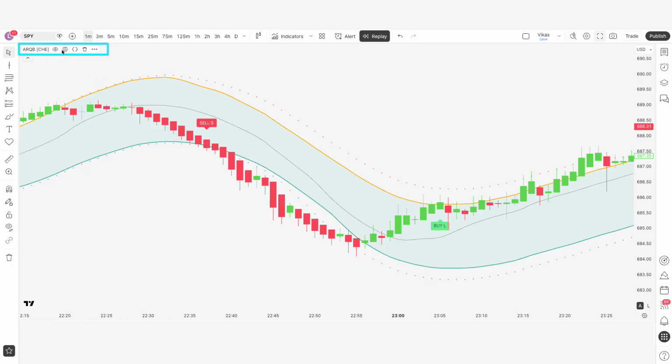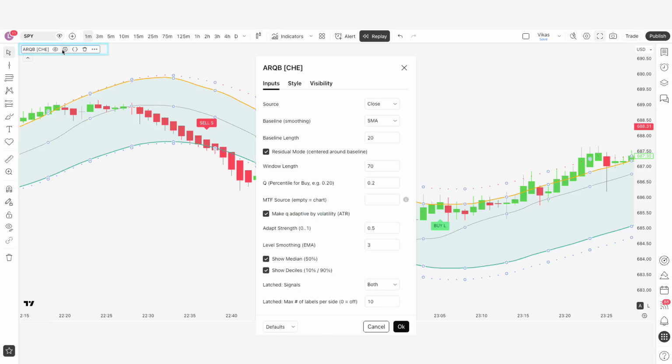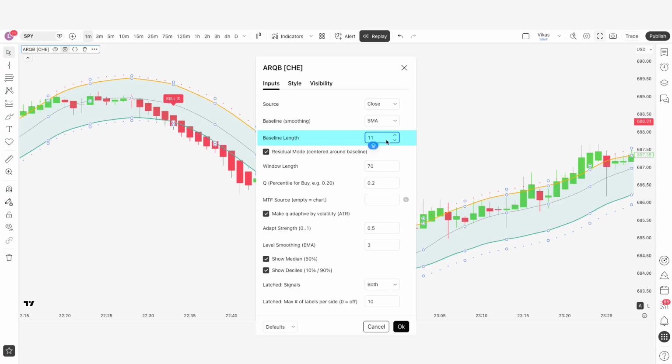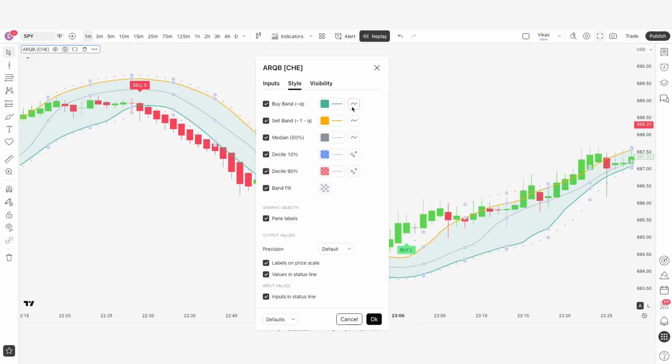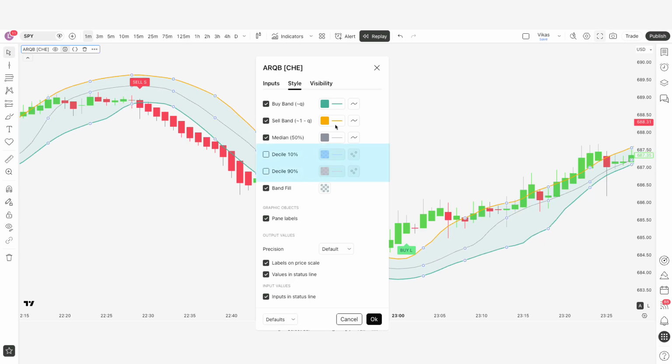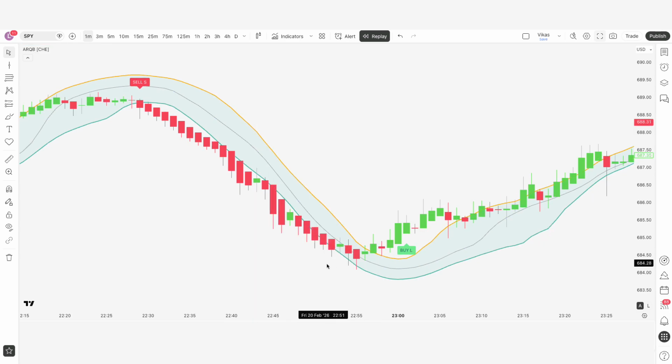Now the indicator settings change for perfect signals. First, we change baseline length 20 to 11. After that, change window length 70 to 30. We have to keep these options hidden. Here, everything is fine after that. Click OK. Now we'll add one more indicator to make this strategy more powerful.